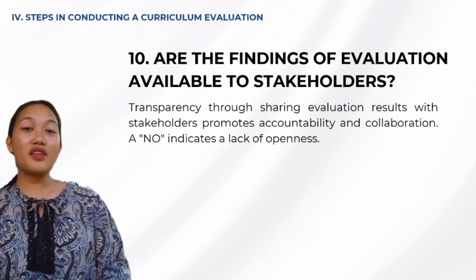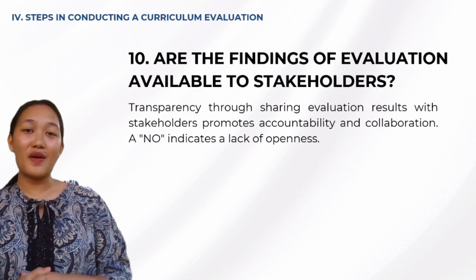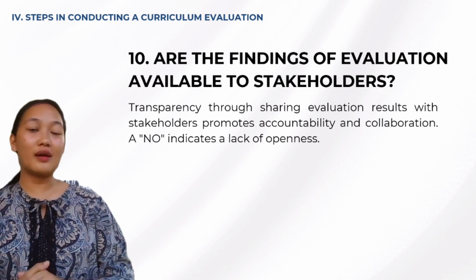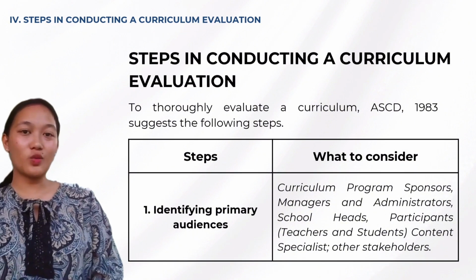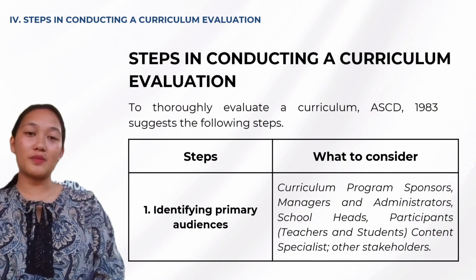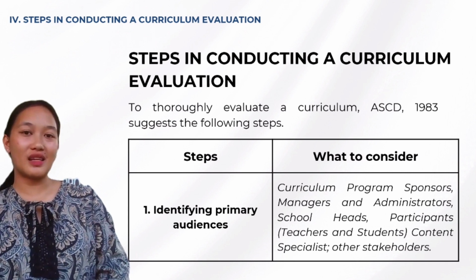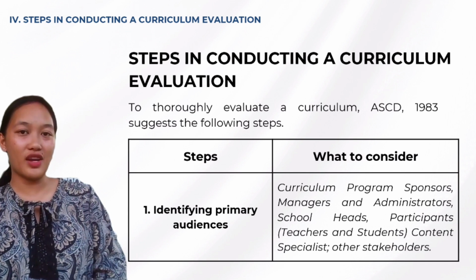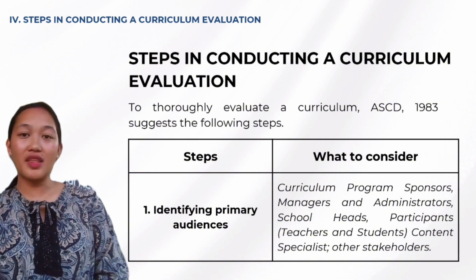In general, these questions that we discussed are guides that will help us identify whether the evaluation we did about a curriculum is effective. At this point, since we're already done discussing the simple steps of curriculum evaluation, let us proceed to another step suggested by ASCD 1983. So the first step in this process is to identify primary audiences.